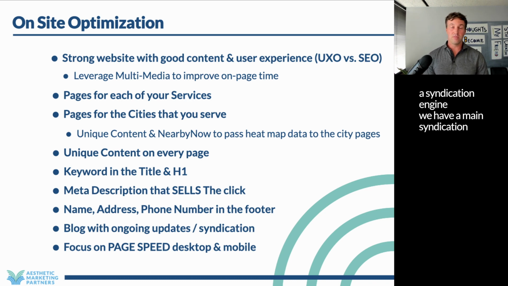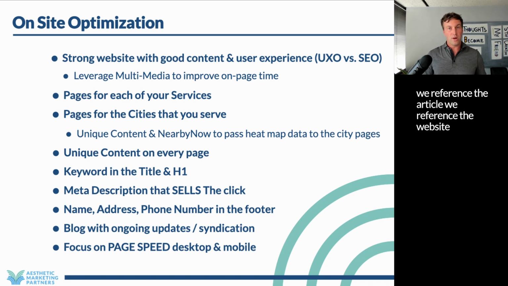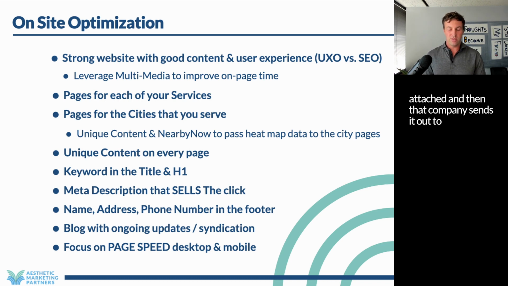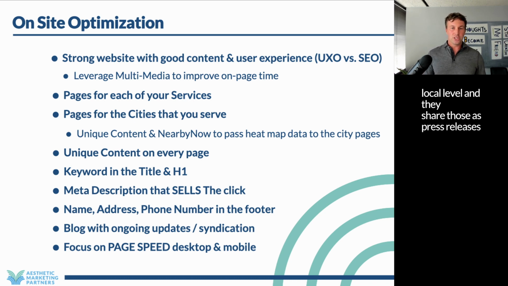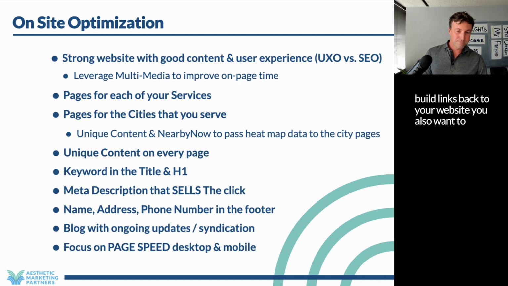We have a main syndication engine that we use, where we write a press release on that article or on the company itself. When we reference the article, we reference our website, reviews, Google business profile, all that's attached, and then that company sends it out to your local ABC, NBC, CBS, Fox, CNN, and so on, more on a local level, and they share those as press releases and build links back to your website.